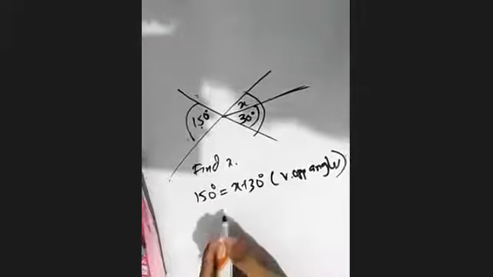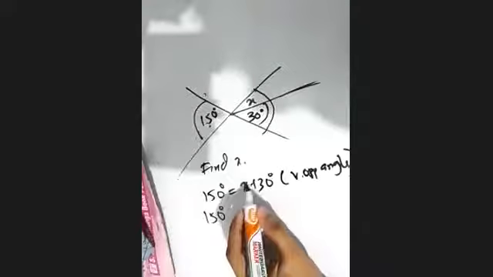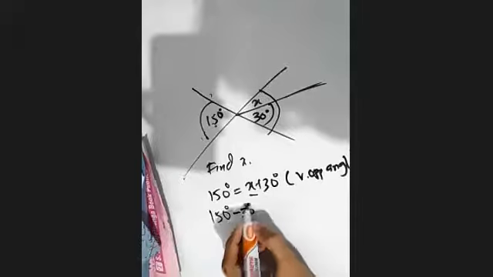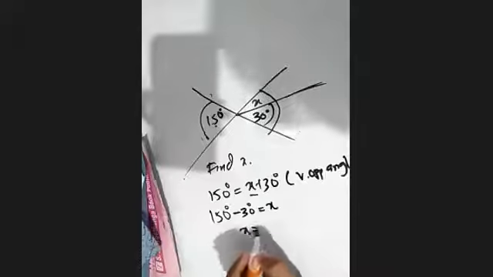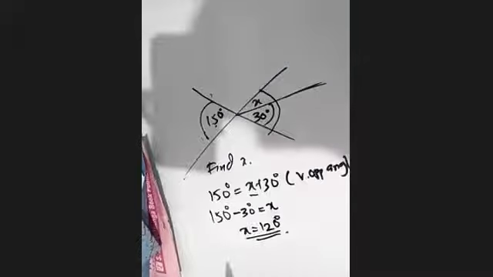So 150 degree, right? So I need to find x. My target is to find x. So plus 30. If you get plus 30 to the other side, what is the answer? It's going to be minus 30 degree. So that is x. So x is equal to 120 degree. You got that?